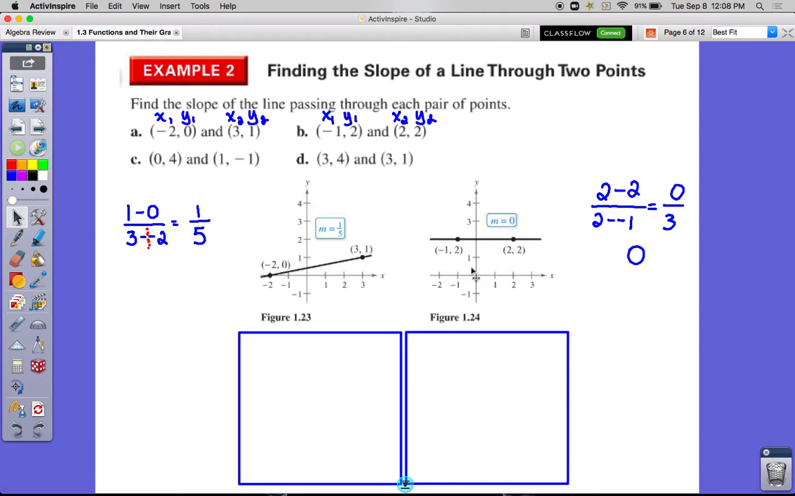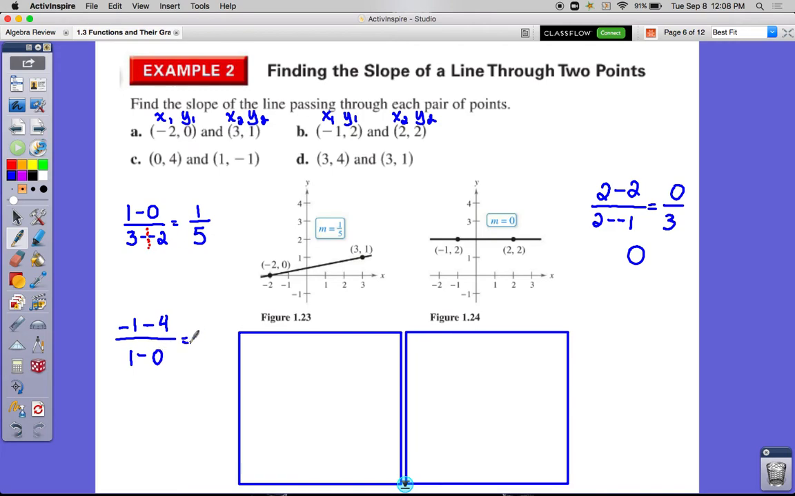Now, for part 3, we got the part C. We have the points 0, 4, and 1, negative 1. Now, we can label again. I'm just going to use the labels that are already up there. Just carry those down. So when I go to calculate this, I have y2 is negative 1 minus y1 is 4 over x2 is 1 minus x1, which is 0.